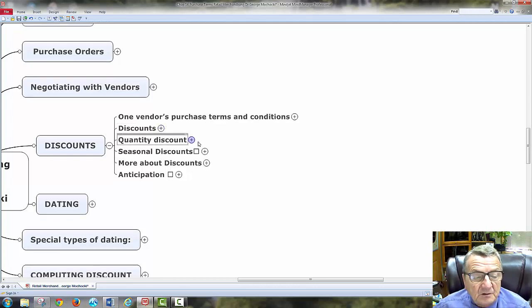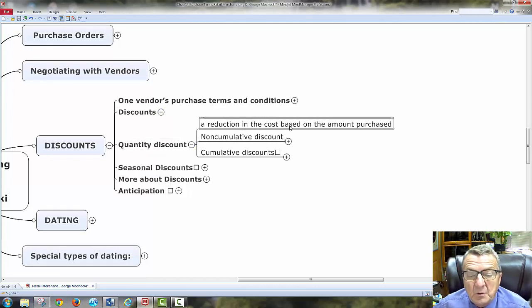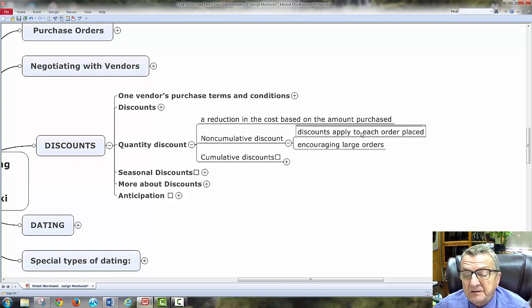Okay. So now I look at quantity discounts, and you see that in our store. Reduction cost based on number of purchases. Non-cumulative discounts. Discount applies to each order placed, so it doesn't add on. I mean, sometimes the coupon says only 2, or just once you just have a certain discount by a larger amount. You can buy 20 if you want. It's still on discount price.